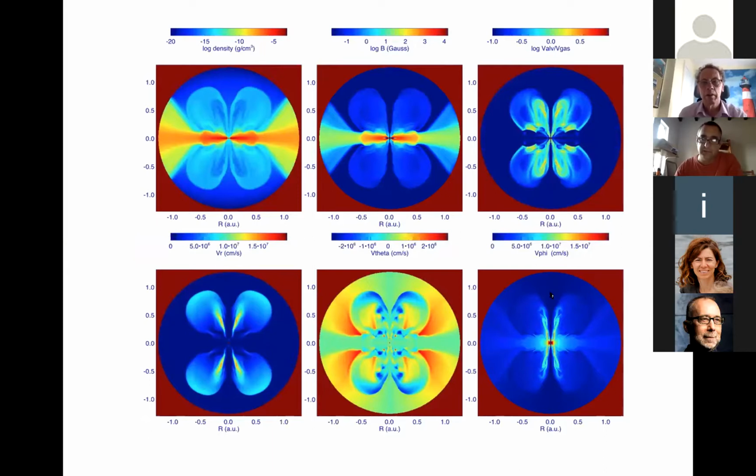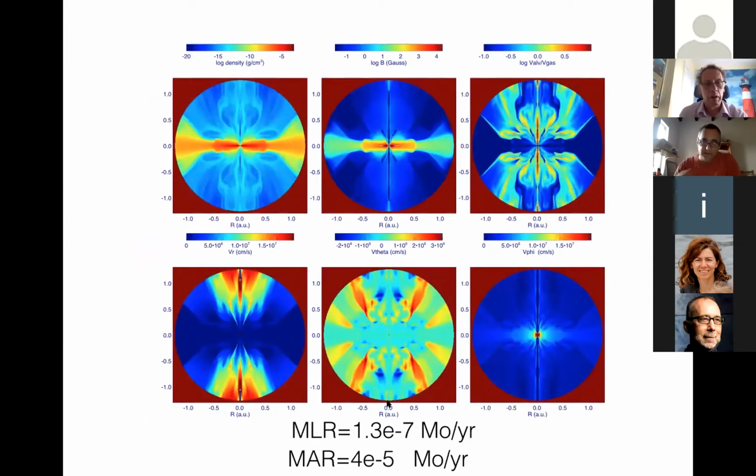We have some co-rotation in the V phi. This is the radial velocity. This is where all the launching is done. So at the end of the simulation, we get a mass loss rate of 10 to the minus 7 and a mass accretion rate of 10 to the minus 5. This is supersonic and super-Alfvénic over here and sub-Alfvénic here.